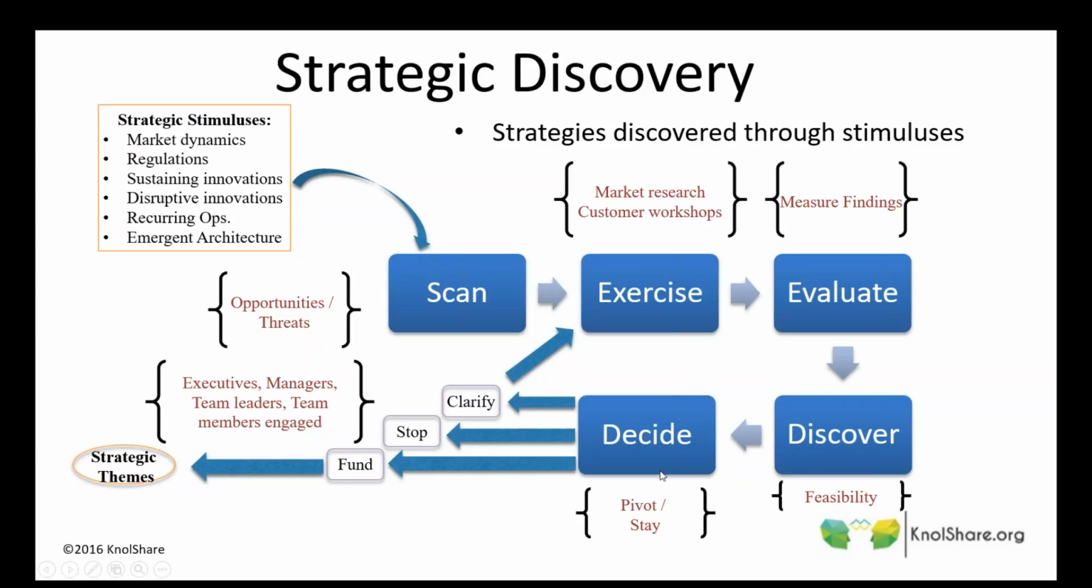And when we get to the point where we need to decide, we want to figure out: do we need to clarify and get more information before we take any type of course of action? Do we need to stop the discovery of the strategic item? And third, do we fund the strategy and establish a new strategic theme? The funding can be partial to deliver a vertical slice and learn more. So as we go through this strategic discovery cycle, it's not necessary that we fully fund that strategic goal or that opportunity. We could partially fund a slice of it so we could learn more in the process.